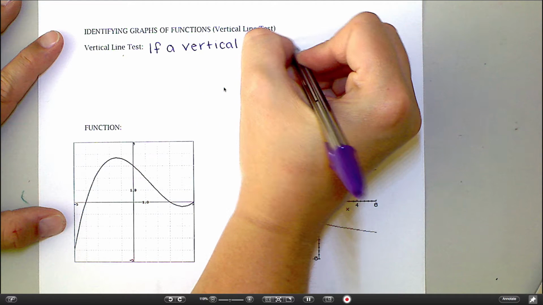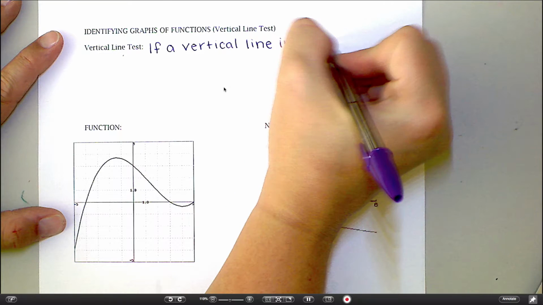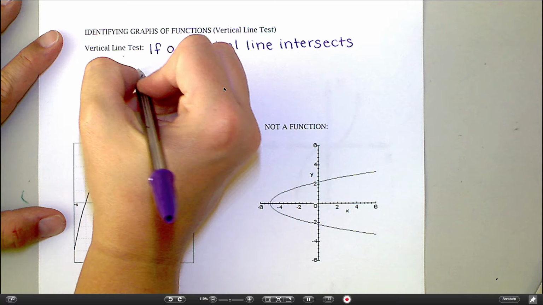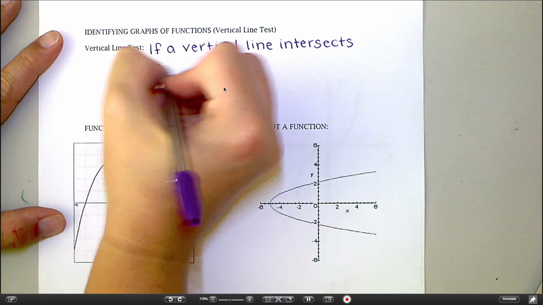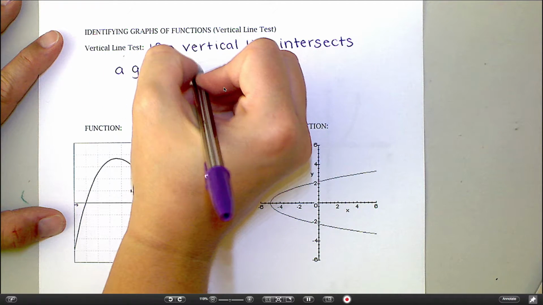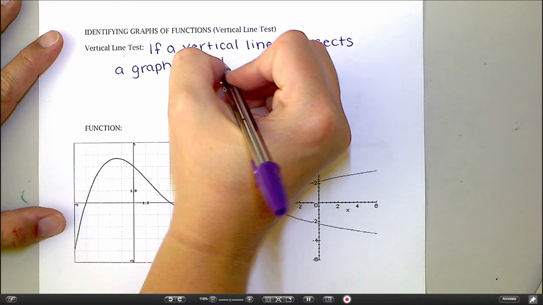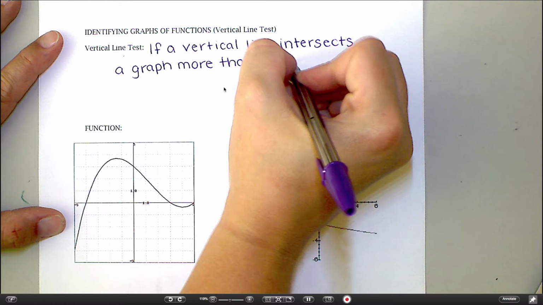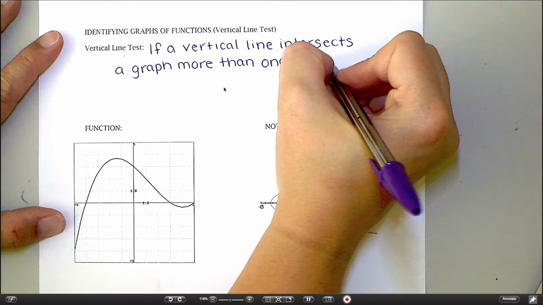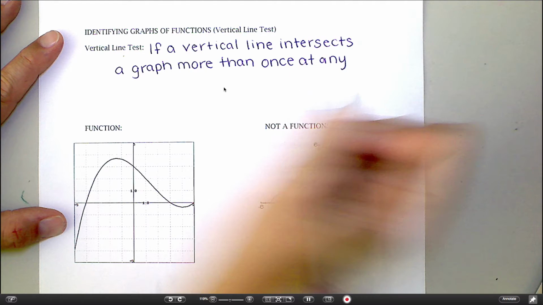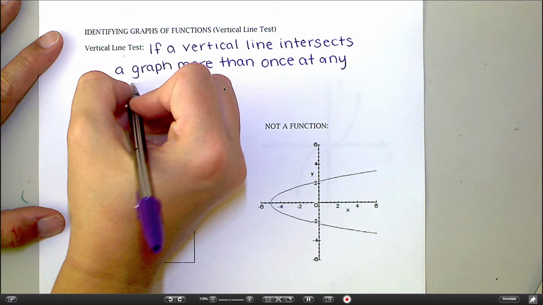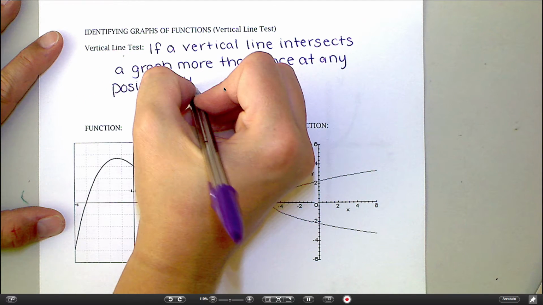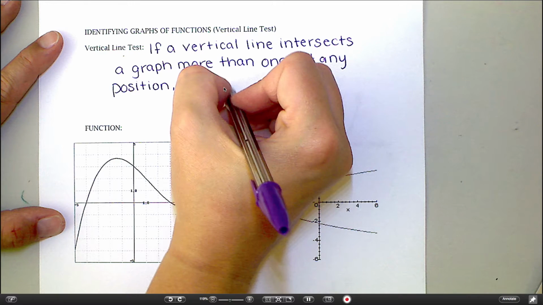intersects a graph more than once, at any position, the graph is not a function.